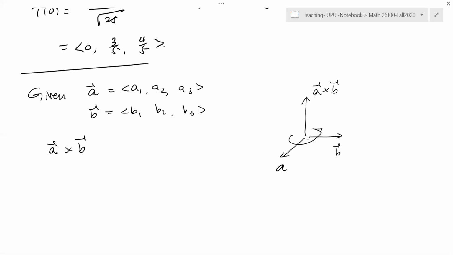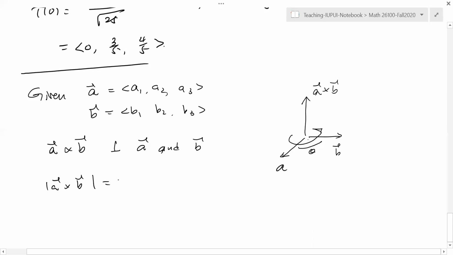The length depends on the angle, the sine of theta. If this is theta, first of all, I can tell you the direction. It is perpendicular to A and B, and the direction will be determined by the right hand. And the length is going to be the length of A times the length of B times sine theta.